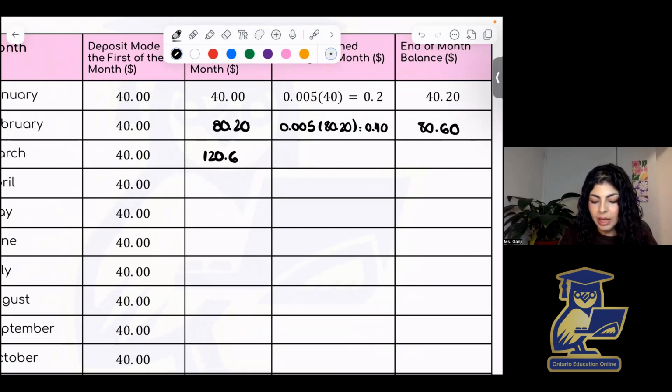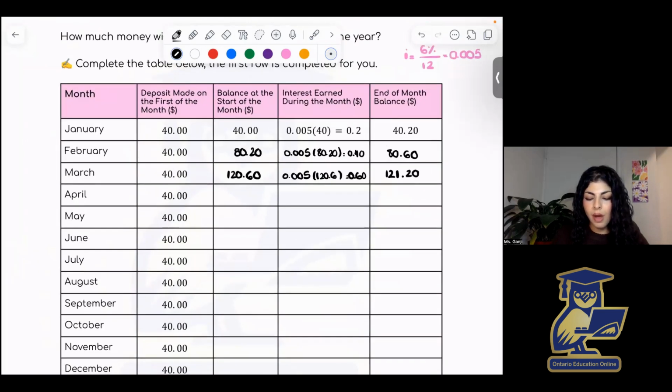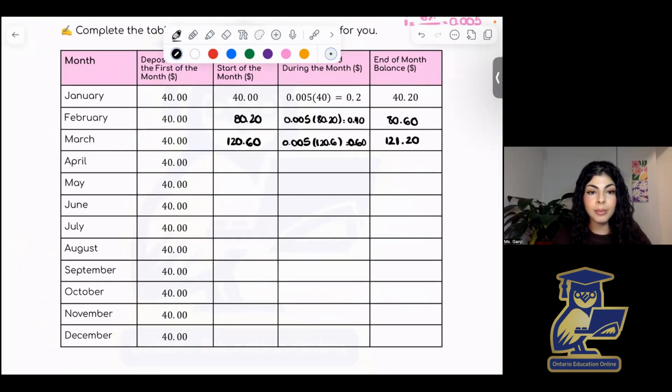So now your balance is $120.60. And now we have 0.5% interest on this, which will give you 0.6, or maybe let me write it out for just this row as well. This will be 0.60. And now, adding this onto the $120.60, we have $121.20. And now I'm going to give you a moment, try to finish the rest of the table yourself.